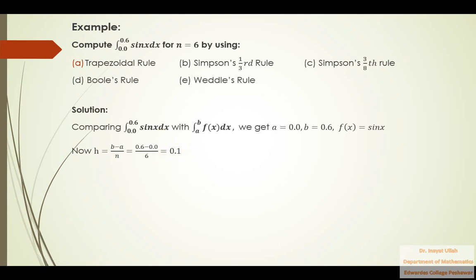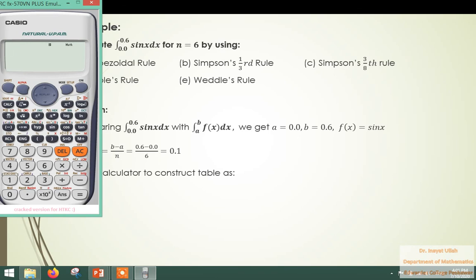We need to construct a table with the help of a calculator. How could we construct a table with the help of a calculator? We have studied in the previous lecture how to use a calculator to construct a table for a function. So let us start that technique again here in this question. In order to construct a table for this function f of x equal to sine x, because this is a trigonometric function, try to keep your calculator in radian mode.